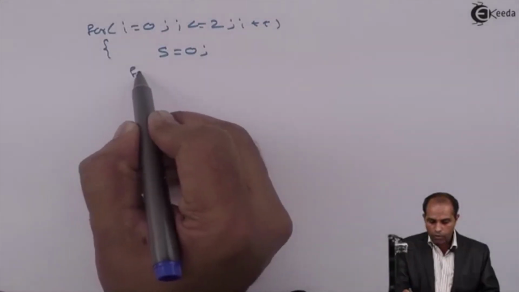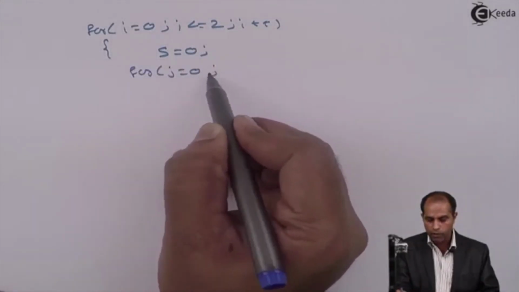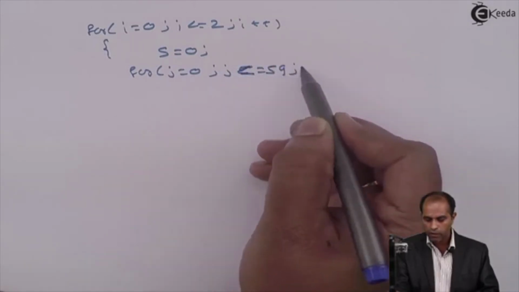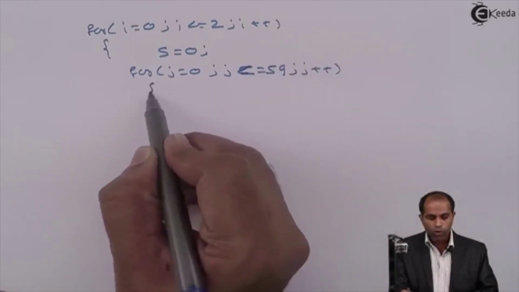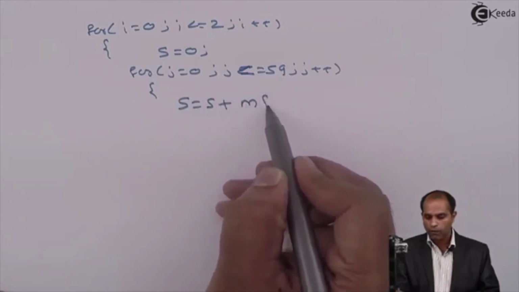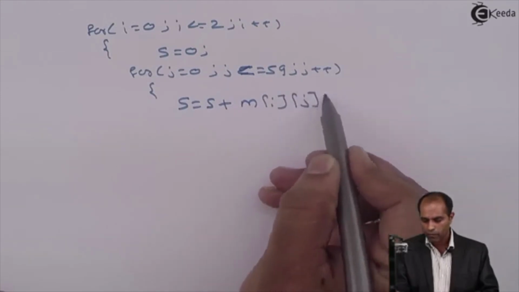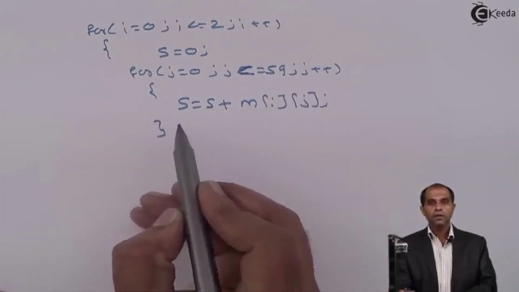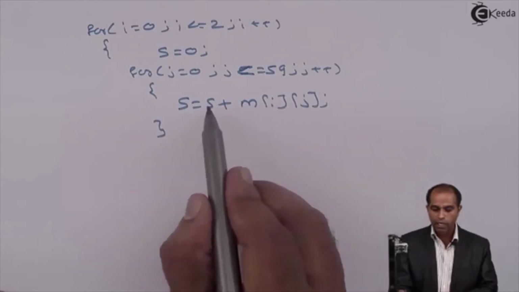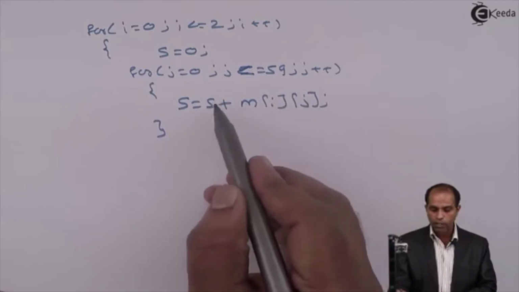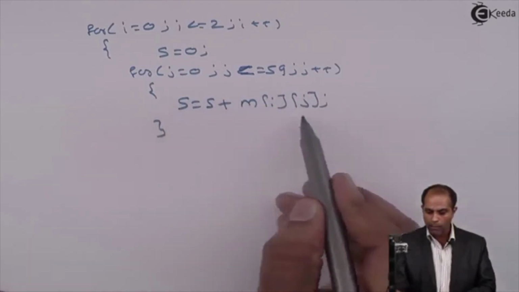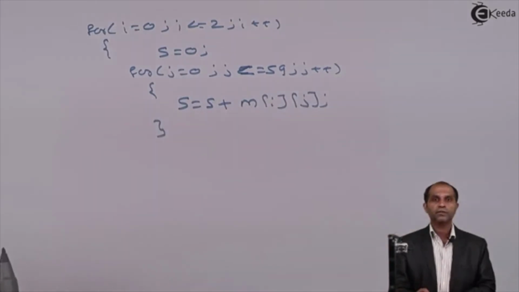Now, how many students are there in total? 60 students. j equals 0, j less than or equal to 59, j plus plus. What you now say is s equals s plus m[i][j]. The marks of the first student are added with 0. The marks of the second student are added with the first student. The marks of the third student are added with the previous total, and so on and so on. Don't you feel that this will add up all the 60 students' marks to s?